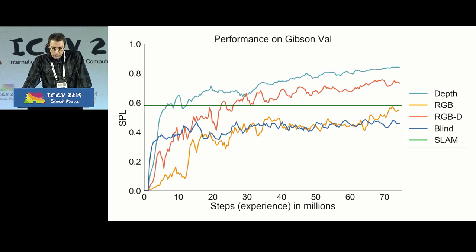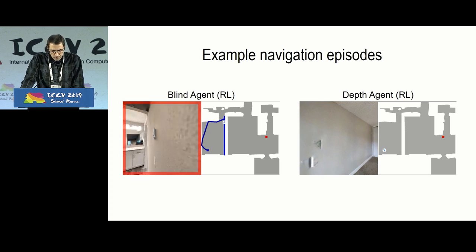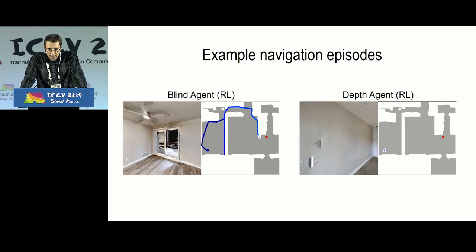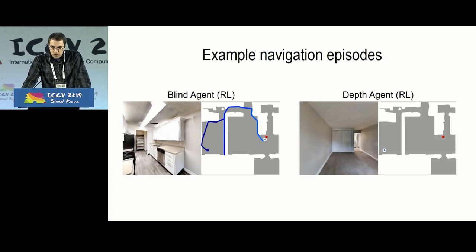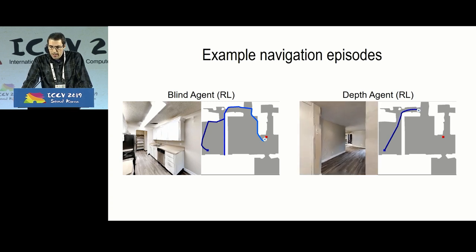In these point-goal navigation episodes that are being evaluated, the agent starts at the blue point and must navigate to the red point. For the blind RL agent shown here on the left, we see the emergence of interesting navigation behaviors, which recover wall hugging and backtracking and successfully navigate to the goal despite a lack of visual sensors. In contrast, the depth-equipped agents are much more efficient at navigating to the goal, avoiding collisions with obstacles and the need to backtrack.